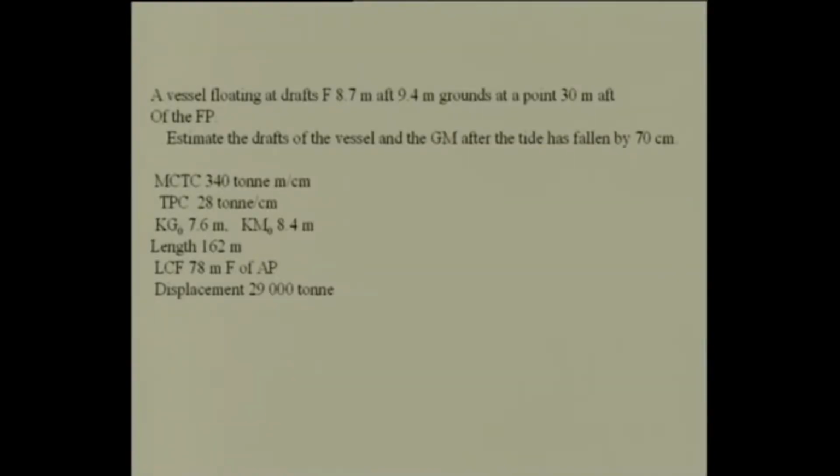Now this problem will explain it. Suppose you have a vessel floating at draft forward 8.7 meter, aft 9.4 meter. It suddenly grounds at a point 30 meter aft of the forward perpendicular, and estimate the draft of the vessel after the tide has fallen by 70 centimeters. What has happened is it has grounded for some reason, and then the tide is falling by 70 centimeters.